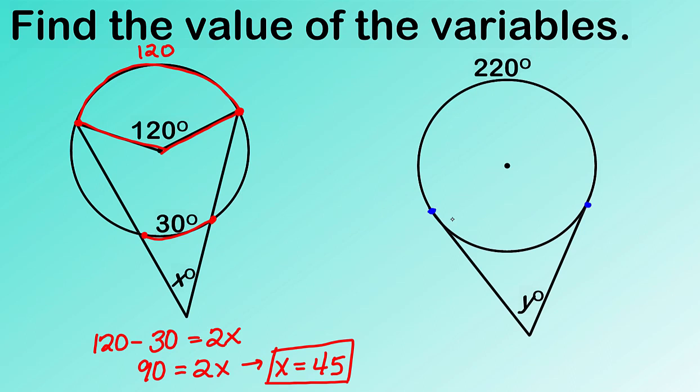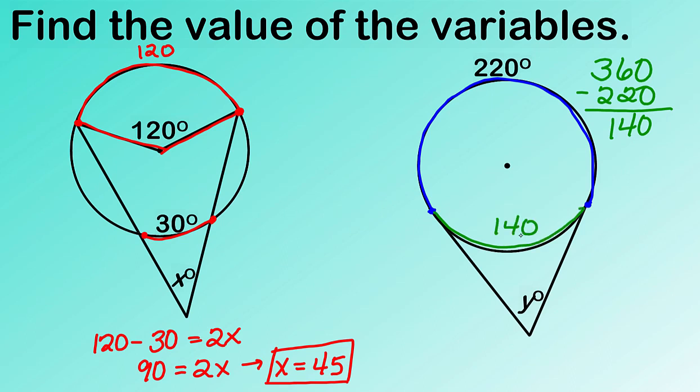Here I know that I have a 220 degree arc, but I don't see the other arc. In this case, I know all the degrees in a circle are 360, so I would say that 360 minus 220 is equal to 140. That would tell me that this arc down here is equal to 140.